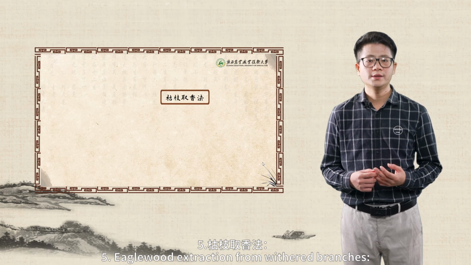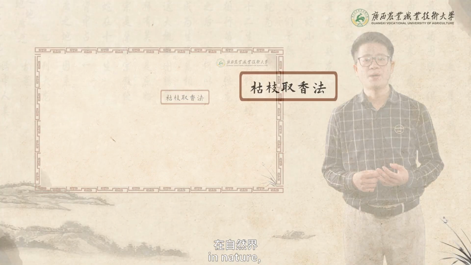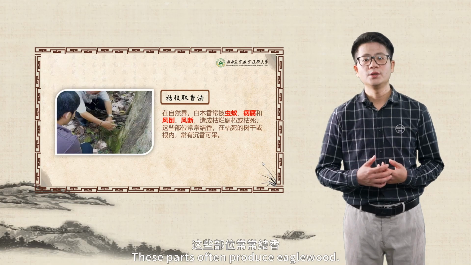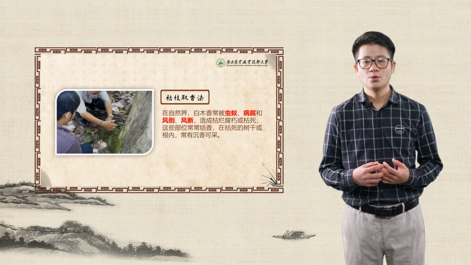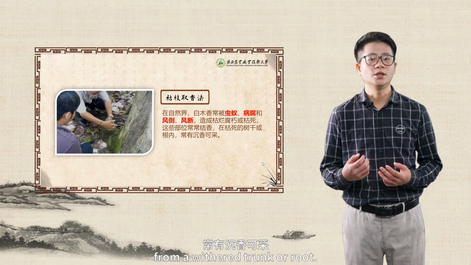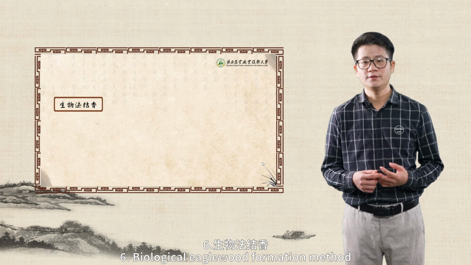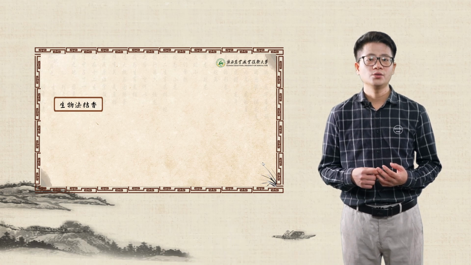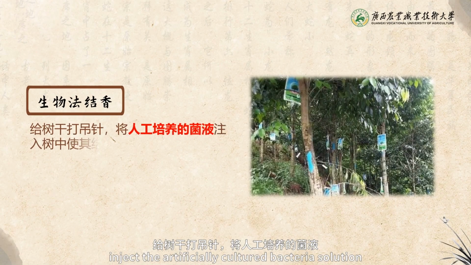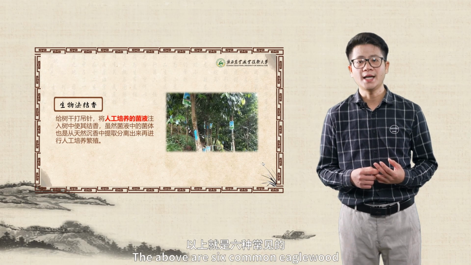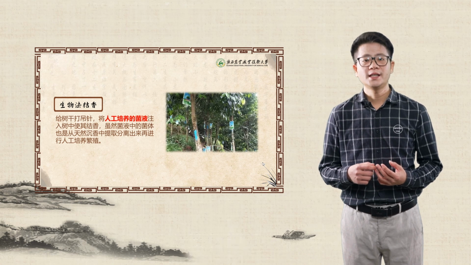5. Eaglewood extraction from withered branches. In nature, Aquilaria sinensis often withers, rots, or dies due to insects and ants, disease, and wind-induced fall and crack. These parts often produce Eaglewood. Eaglewood can often be extracted from a withered trunk or root. 6. Biological Eaglewood formation method, commonly known as intravenous drip. Inject the artificially cultured bacteria solution into the tree to form Eaglewood. The above are 6 common Eaglewood formation methods.